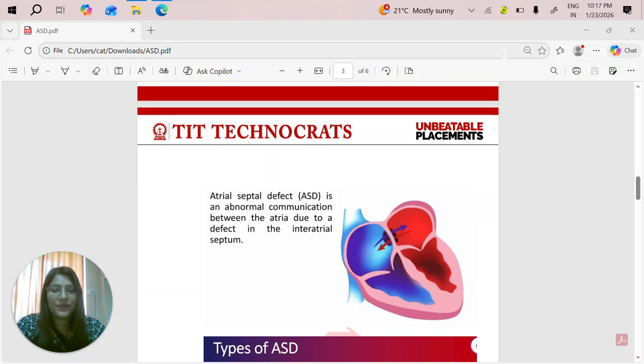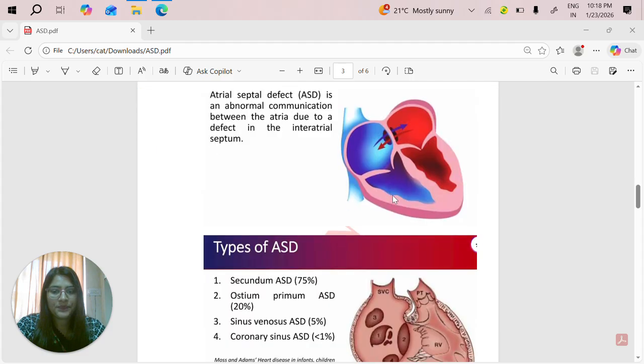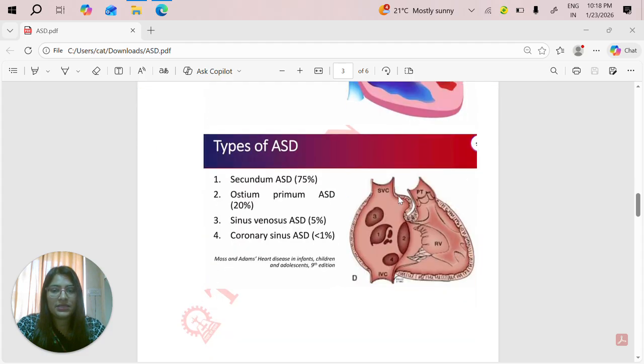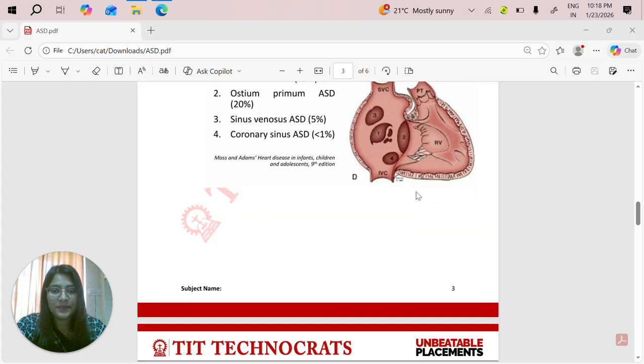The disease atrial septal defect is an abnormal communication between the atria due to a defect in the interatrial septum. The types of ASD are: secundum ASD 75%, ostium primum ASD 20%, sinus venosus ASD 5%, and coronary sinus ASD less than 1%.